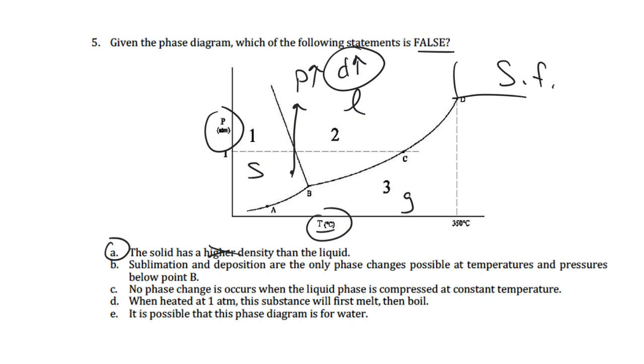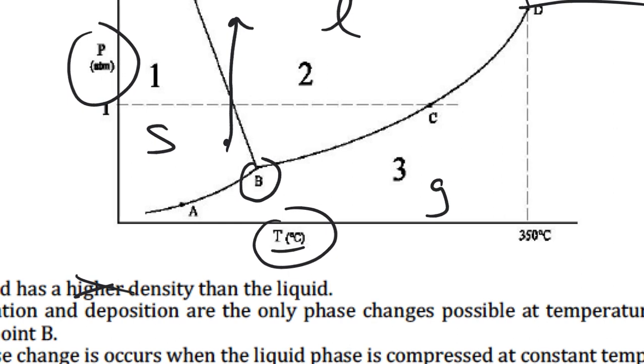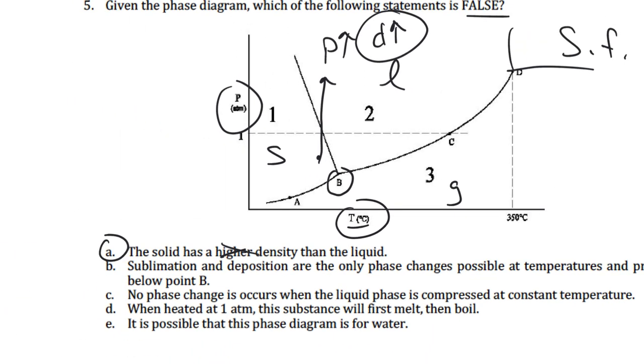And so sublimation and deposition are the only phase changes possible at temperatures and pressures below point B. That's point B. When we're below point B, the only phase change we can go is solid to gas or gas to solid. So below the triple point, the only phase changes that are going to occur are solid to gas in either direction. If we change temperature, we can go from solid to gas. If we change pressure, we can go from solid to gas.